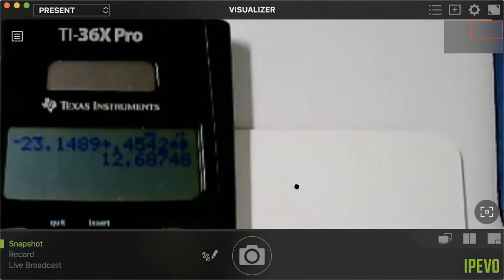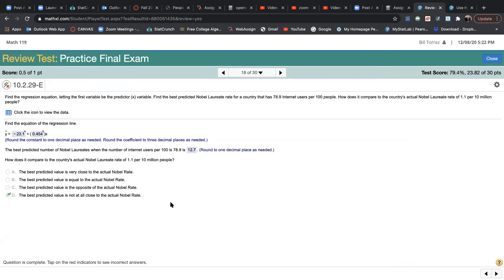Okay, there you see the value of 12.68748. Okay, and when we go back to our test here, all right, here's our test again. And if we were to round 12.68748 to one decimal place, we would get 12.7.